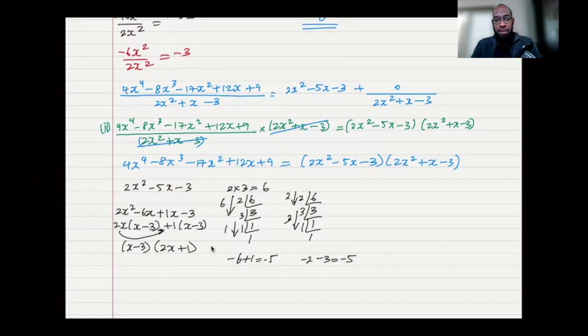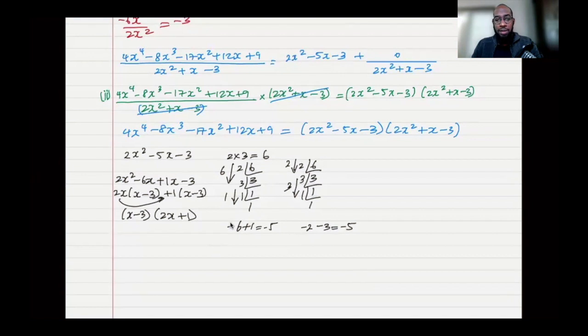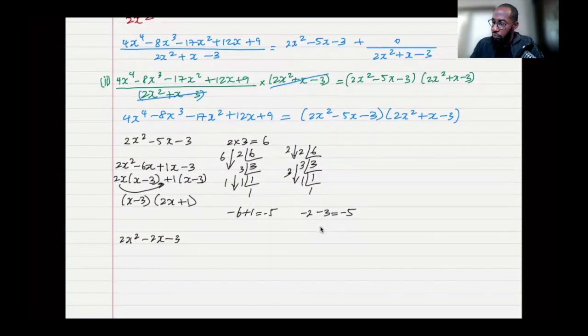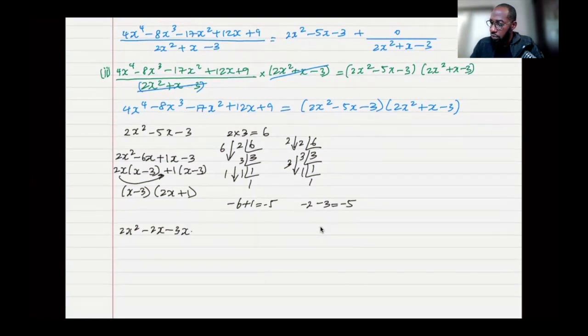So let me show you why the other set will not work out quickly. All right, let me show you why. I think that is extremely important. So if we have 2x squared minus 2x minus 3x minus 3, so instead of writing negative 5x, I wrote negative 2x minus 3x, right? Now I'm going to factorize.